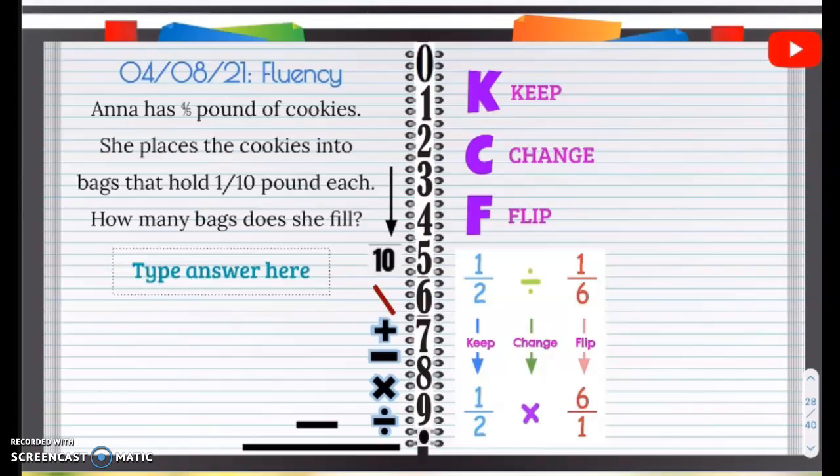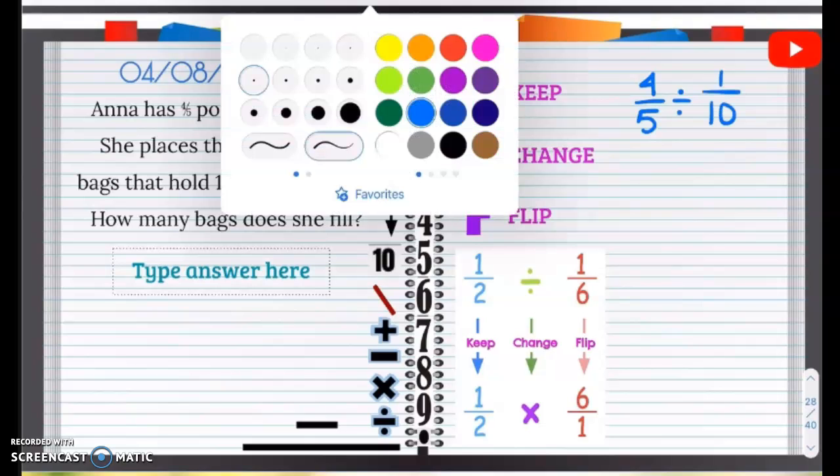Fluency. Anna has 4/5 pounds of cookies. She places the cookies into bags that hold 1/10 pound each. So she's putting them into different bags. How many bags does she fill? Well, she's taking those 4/5 and she's dividing them into bags that only hold 1/10. So we're going to divide fractions.